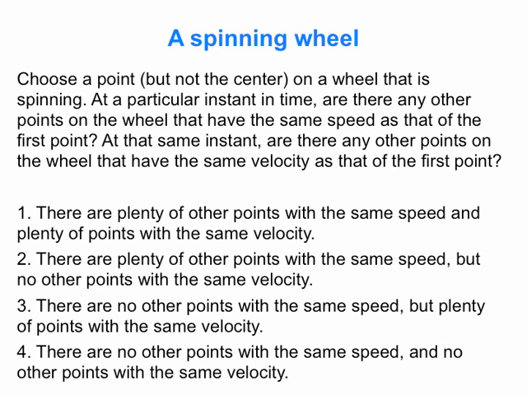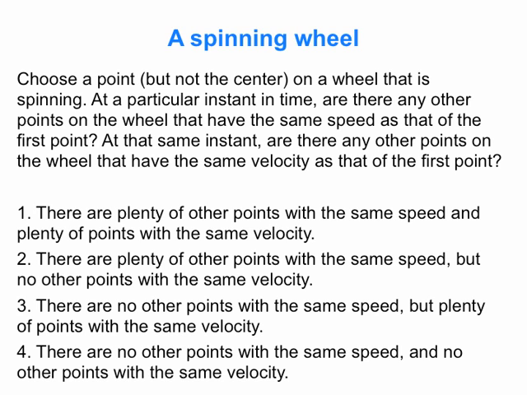Okay, so let's consider this very long question. So if you take that disk that we just looked at and choose a point, not the center but some other point, on the disk or on a wheel, on any wheel that's spinning. At a particular instant in time, are there any other points on the wheel that have the same speed as that of the first point, the one that you chose in the beginning? How about this? At the same instant, are there any other points on the wheel that have the same velocity as that of the first point?